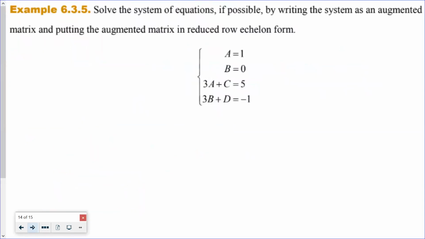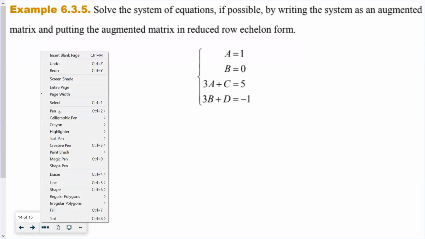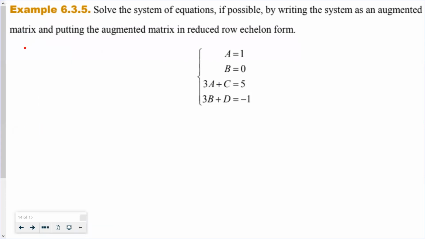Looking at this, I have 4 variables now. They ran out of variables after X, Y, Z, so they decided, let's just go back to A, B, C, D, and there's 4 equations, so we could solve this. And it's actually pretty darn easy. But what I want you to do is write this out as a matrix. But now, instead of X, Y, Z, we're just going to do A in the first column, B in the second, C, D, and then the number.